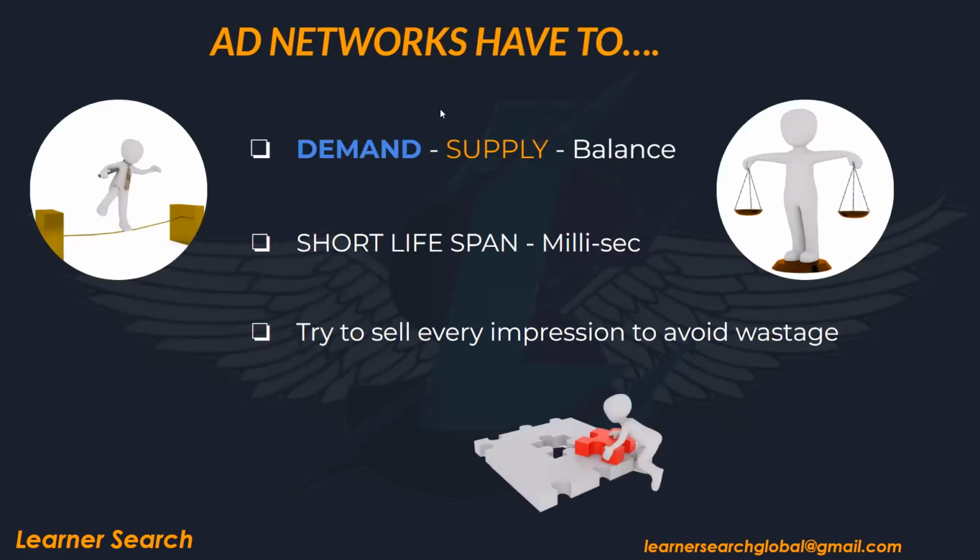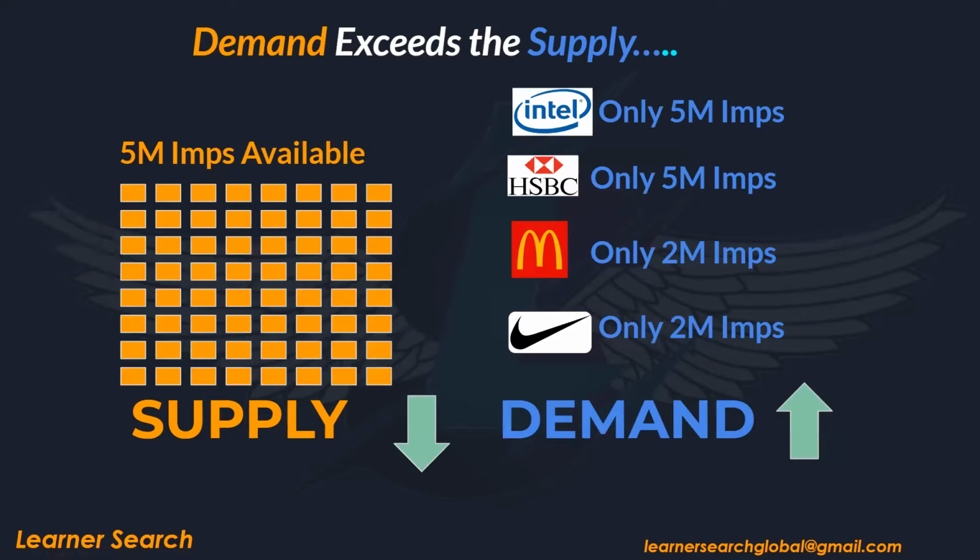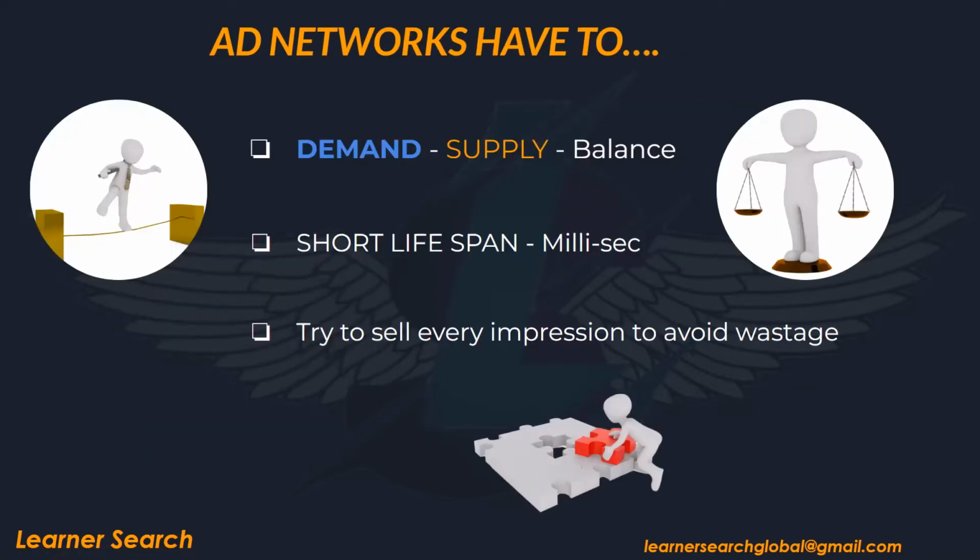Ad networks have to balance the demand and supply here. In some cases supply exceeds the demand, and in some cases demand exceeds the supply. In both cases, what ad networks have to do is balance both demand and supply. Getting my point? Every impression has a very short lifespan, that is milliseconds. So they have to take the decisions prior to that and set up accordingly so that no impression goes to waste.